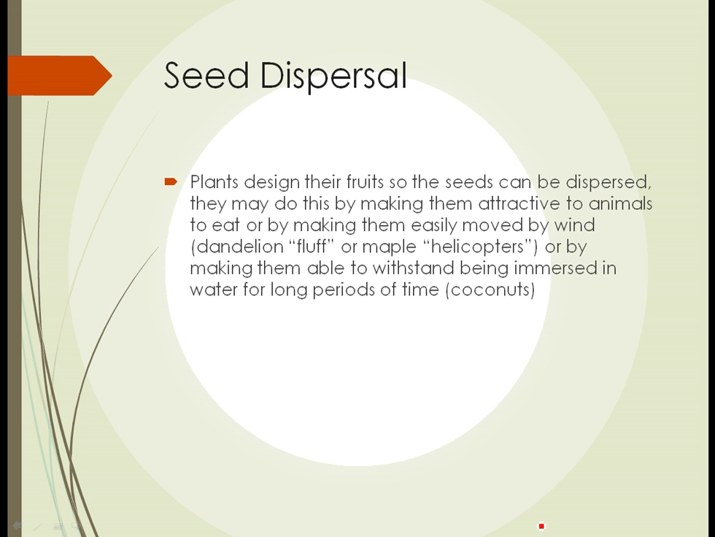Another potential method of dispersion is making them be able to withstand immersion in water for long periods of time. This often happens to coconuts. They fall off a tree, maybe washed out into the sea, and carried for hundreds or thousands of miles to a different place where they encounter land and then begin to grow.